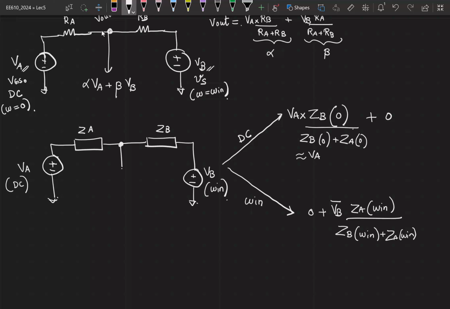So your ZB evaluated at DC has to be much greater than ZA evaluated at DC. Yes, VB bar, just to show that it is the amplitude of the sinusoid. Because I have just written VB here, you could call VB as a function of time, some VB bar into sine of omega n into t. That's it.